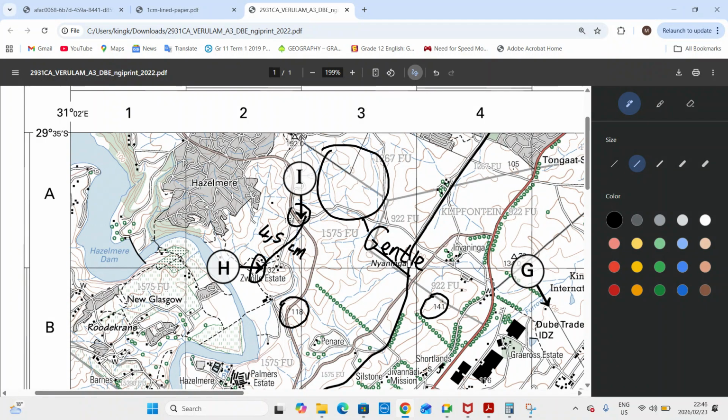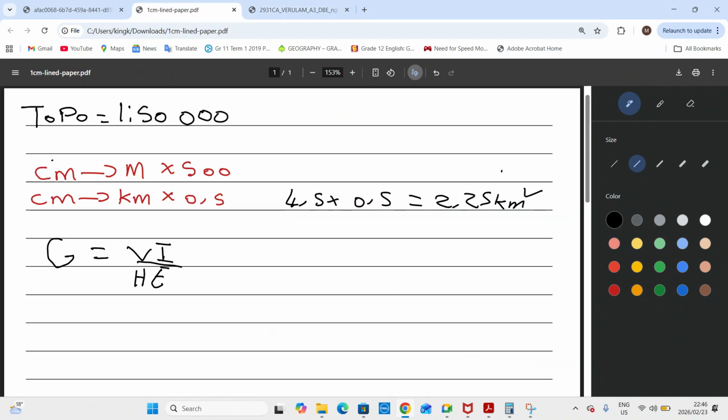By now you already have an idea of how a steep slope would look. A steep slope will be represented by contour lines that are pegged close to each other. Let me make an example here. If contour lines are pegged very close to each other, something like this, then this slope right here will be a steep slope. Okay, now let's get back to business.